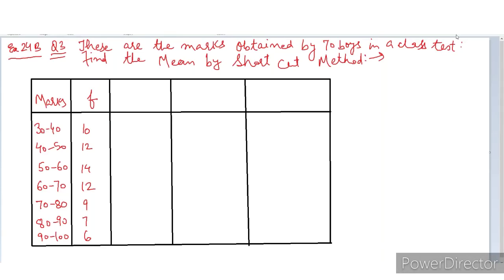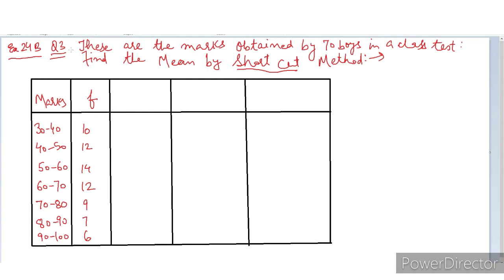Today I am going to tell you about the second method of finding mean. The name of the second method is shortcut method, as I told you yesterday in my previous video. For this I have taken one question of exercise 24B of ICSE Concise Mathematics book, class 10th, and I have chosen question number 3 of that exercise.